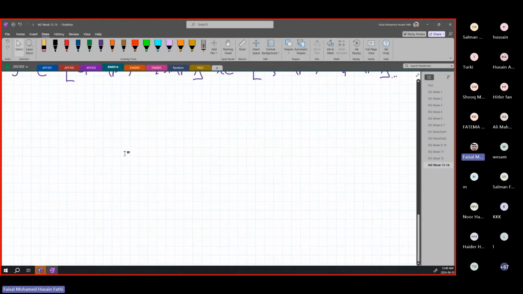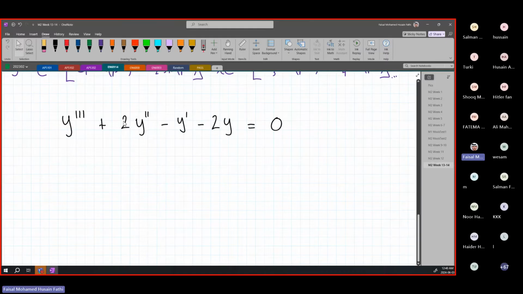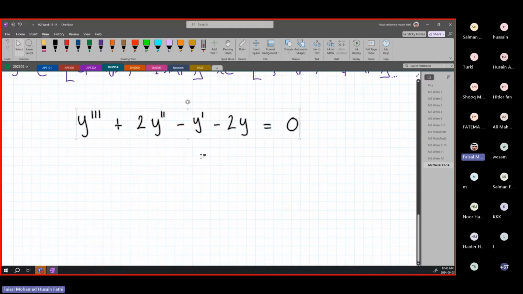Let's start with this one. So the question says we have y triple prime plus 2y double prime minus y prime minus 2y is equal to 0. All right, so this is one example over here.